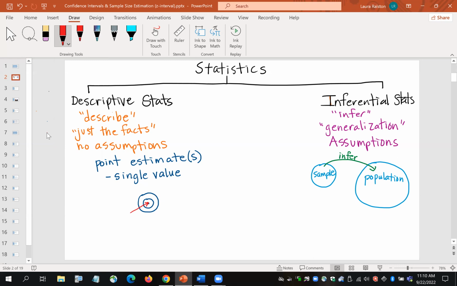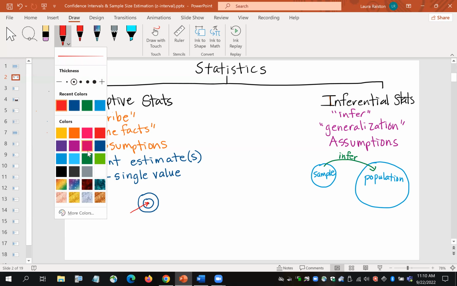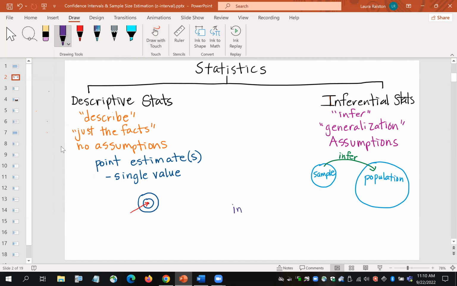And usually probably the value that we've calculated is the value for the sample, but it may or may not be the value for the population, but we're going to be close. But again, you don't have any wiggle room. So what we're going to look at today is we're going to begin talking about interval estimates.